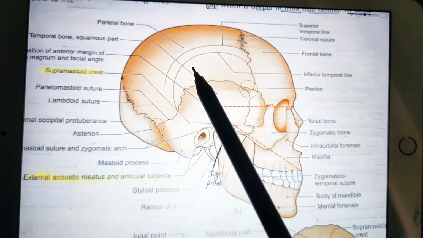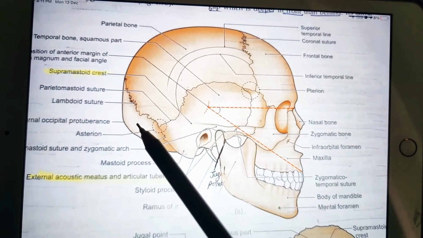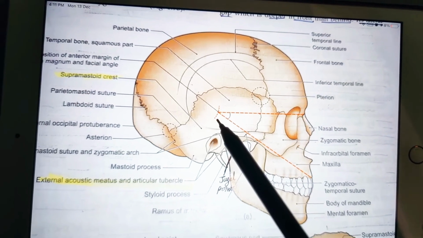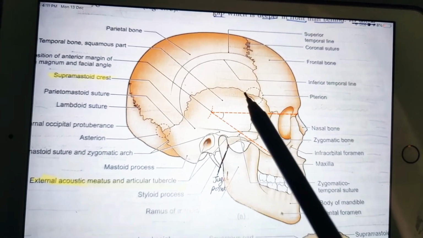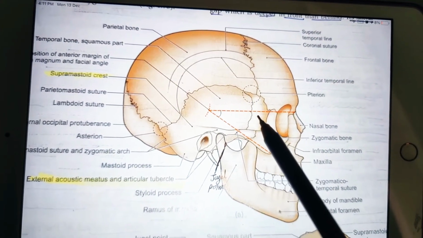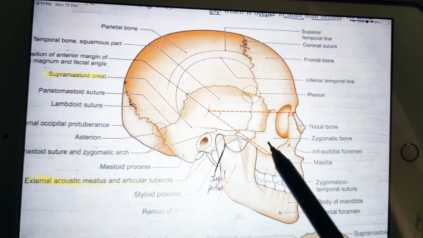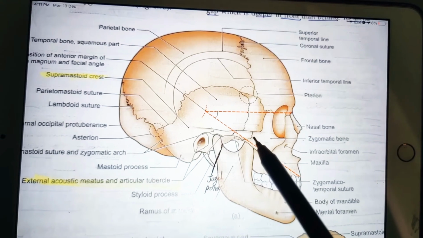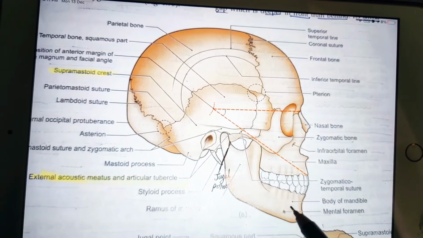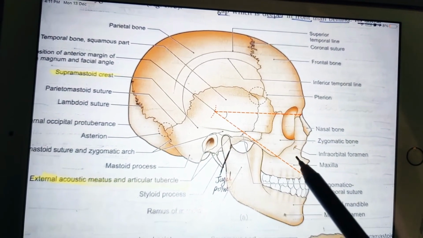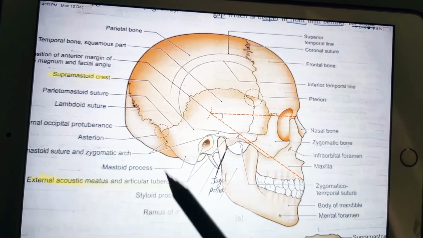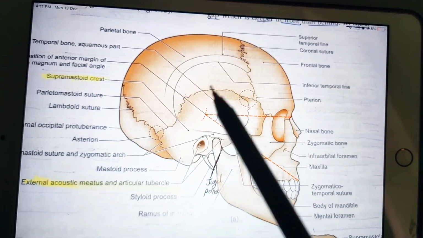parietal bone, and next the occipital bone, and the squamous part of the temporal bone, and you will see the sphenoid bone. Actually, this is the greater wing of the sphenoid bone. Okay, and also you will see the zygomatic bone. This one is the zygomatic bone, and you will see the mandible, and of course maxilla, and finally the nasal bone. So in total, we have seen 9 bones on the lateral view of the skull.